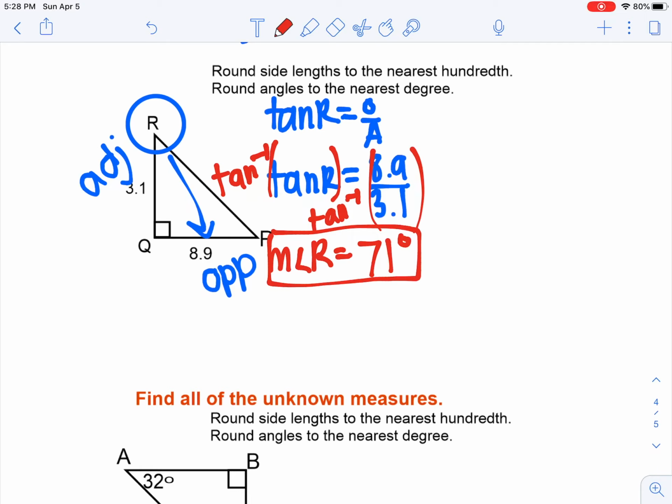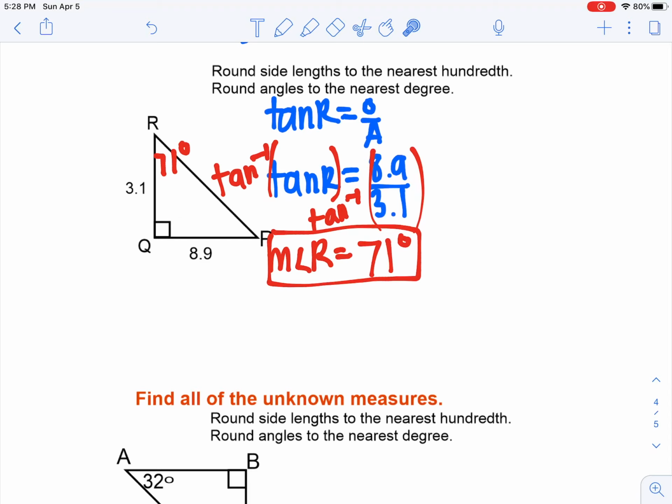Okay, next up, take angle R and go ahead and write that in your picture. We just found out that measure of angle R equals 71 degrees. You could go ahead and circle angle P and then use a trig ratio to solve for that, but there are some ways that you should be familiar with already from earlier on in geometry that are going to be even quicker for you to solve.